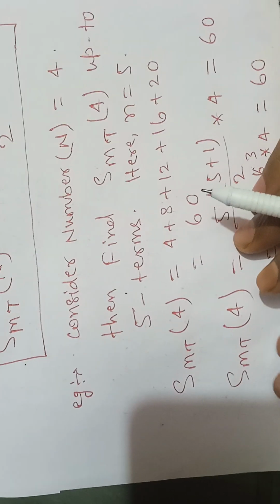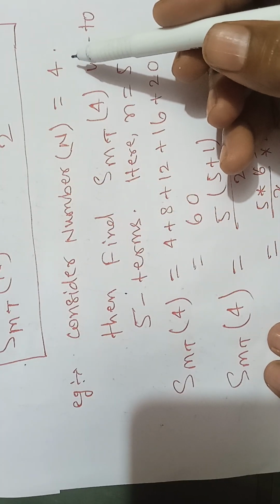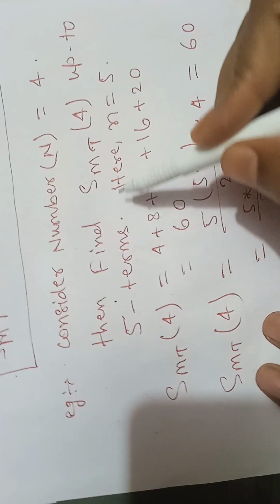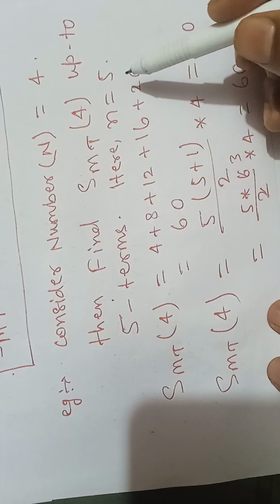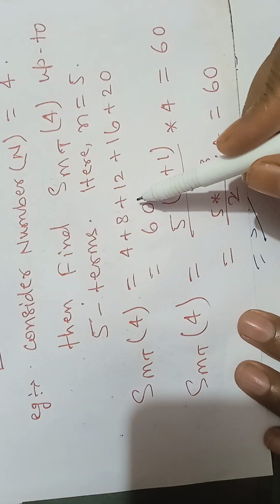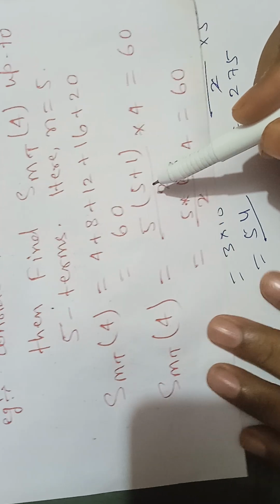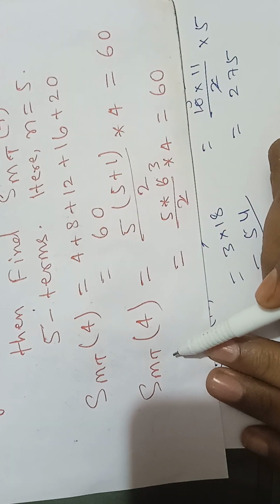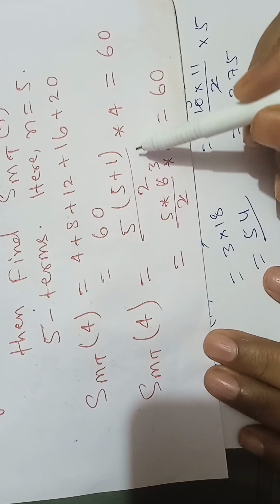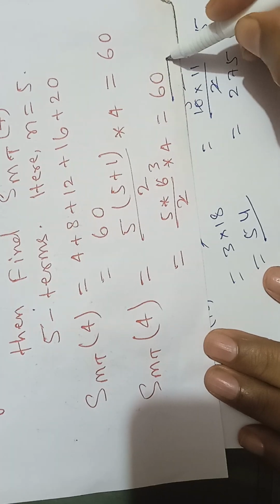Here we also show an example. Consider capital N equals 4. We want to find the sum of the multiplication table of 4 up to 5 terms. Here n equals 5. The sum of the multiplication table of 4 equals 4 plus 8 plus 12 plus 16 plus 20, which is 60 after the general sum. After the formulation, SMT of 4 equals small n equals 5, into 5 plus 1 divided by 2, and capital N equals 4, and solving this we get the value 60. Thank you.